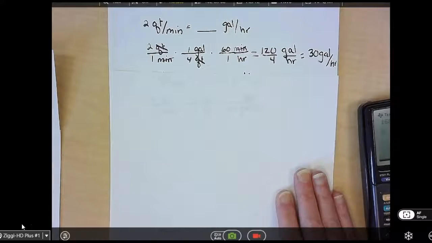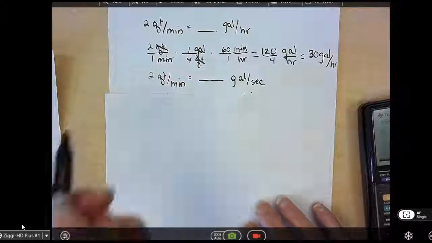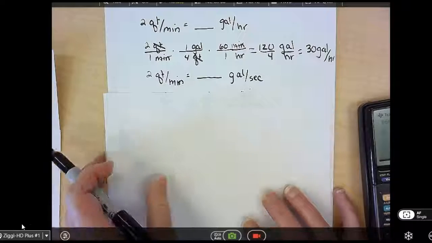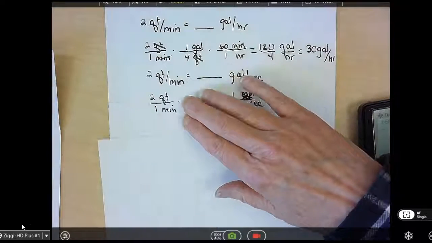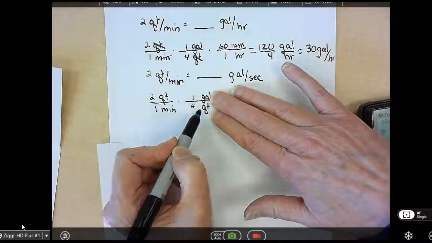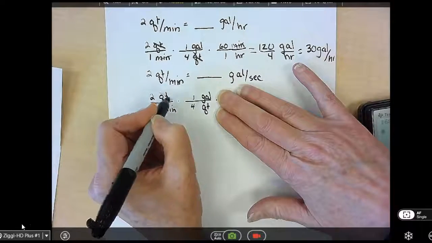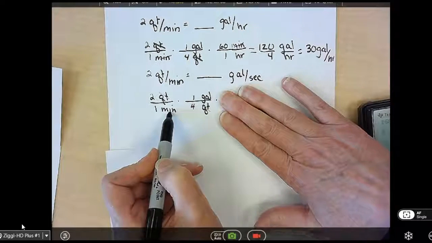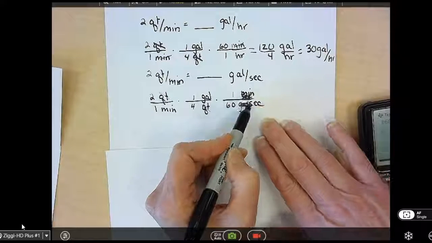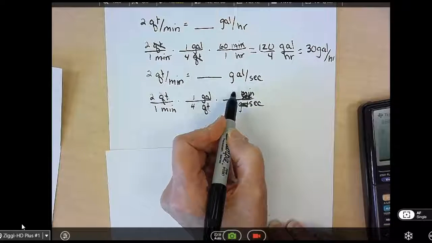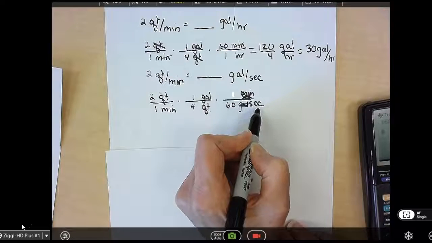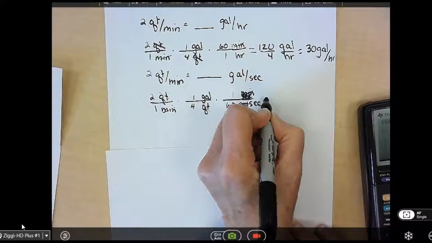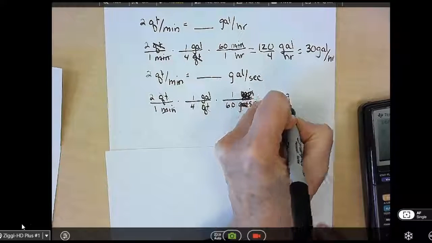So if I took that same problem, starting with the 2 quarts per minute, and wanted to go gallons per second, then I can do the same thing. My quarts I want to cancel, so there's 4 quarts in every 1 gallon. That gets rid of my quarts. So now I have gallons per minute, but now I need seconds. So my minutes would go on the top, seconds on the bottom. So for every 1 minute, I have 60 seconds. That would cancel. 2 times 1 times 1 is 2 gallons.